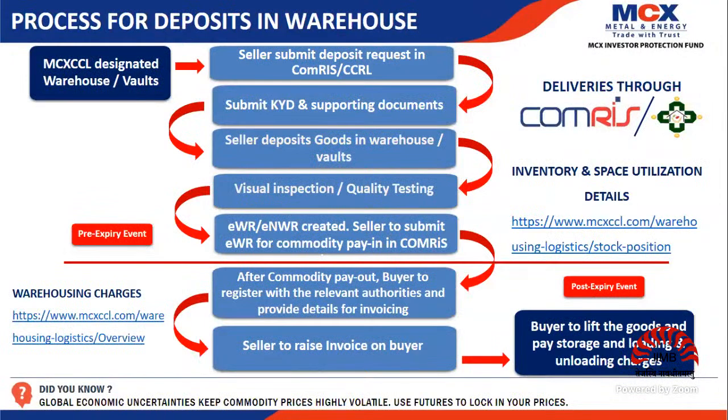What about the seller? Again, a bit different process. Again, you should have a Commerce account, and through that you have to give one request. Suppose you are a base metal dealer and you wish to give delivery. First you should have a Commerce account. Then you give an intimation that you are going to deposit so and so base metal raw materials in this warehouse. Then you go to that warehouse and deposit your goods. Then there will be a quality inspection and testing. Once the quality testing is passed, we accept the delivery and give you the EWR, that is electronic warehouse receipt. With this you can give delivery. This is the process for how you can take delivery or give delivery.